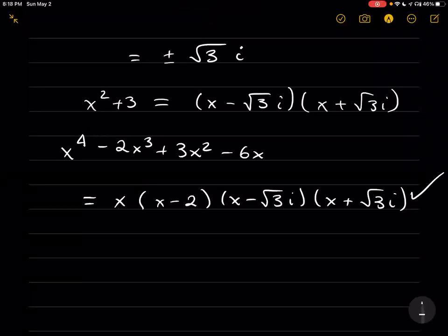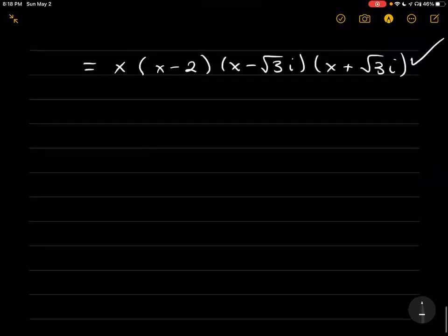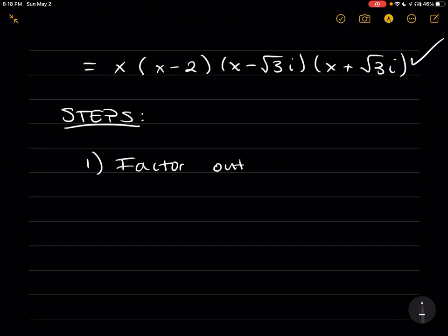All right, so this process of completely factorizing things is long and arduous. So let's write out the steps, the kind of algorithm that we're using here. The first step is to factor out any common factors from all your terms.